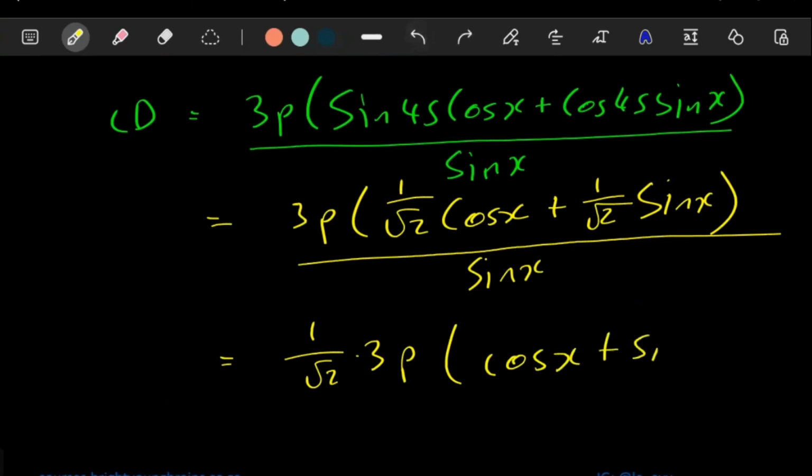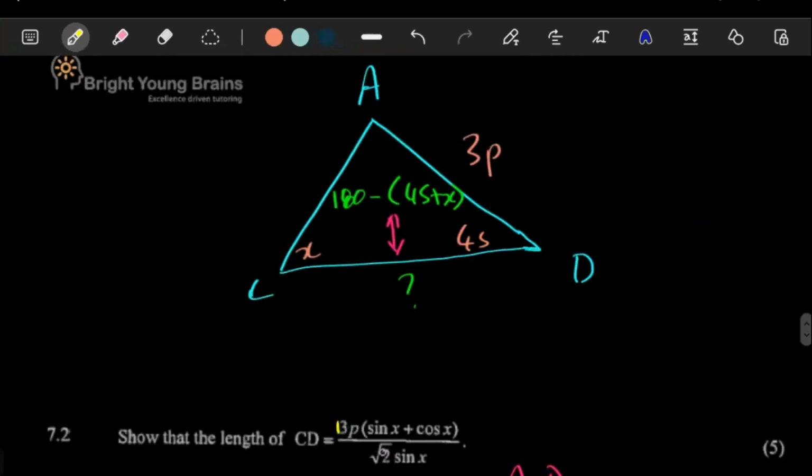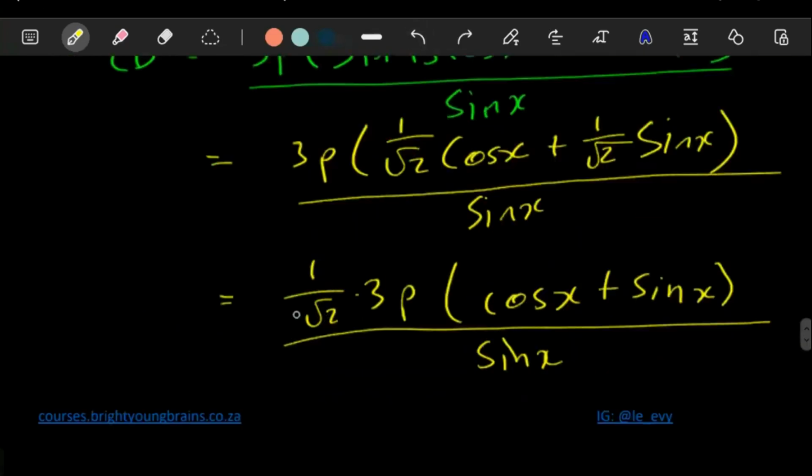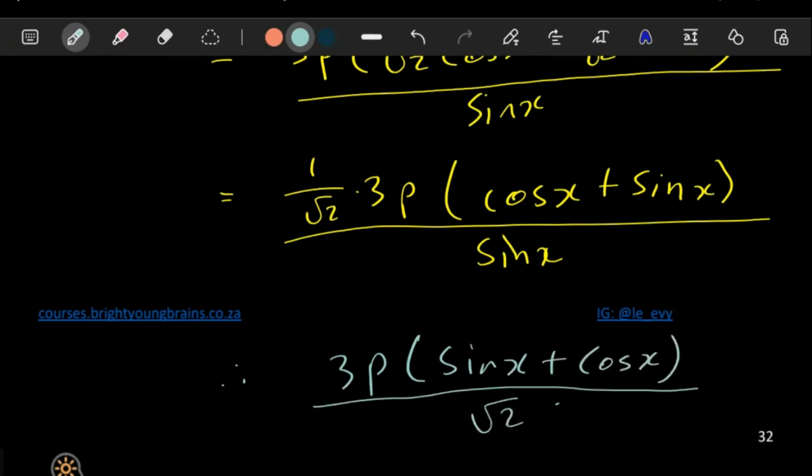Nicely written. There we go. Now for the last step, all that has happened is that the square root of 2 is up there, with a 1 and the square root of 2 down there. This number divided by 1 would just give you the 3p at the top. These two you can write swapped around, just like how the question wants it. And here you can have your square root of 2 with the sine x, because technically there's a 1 over there and a square root of 2 over there. There we go.